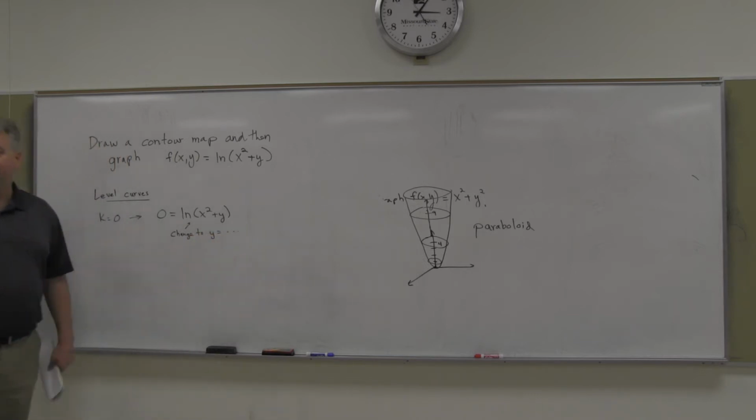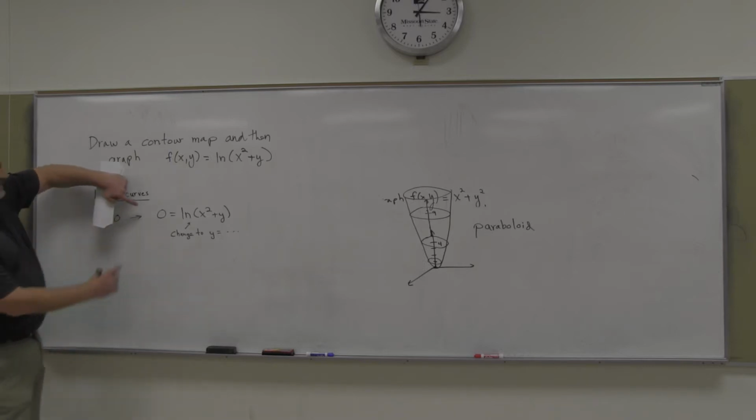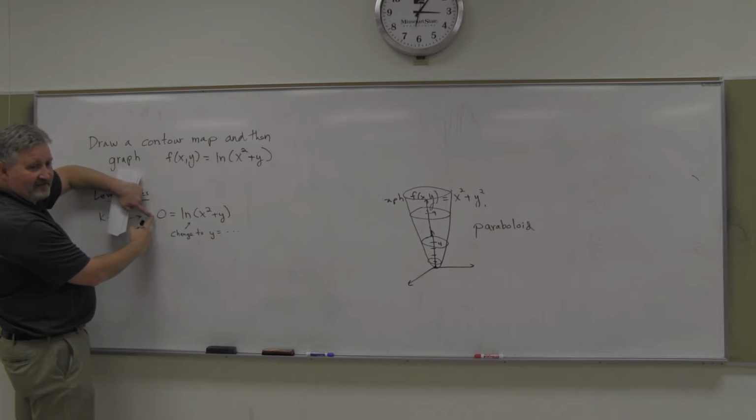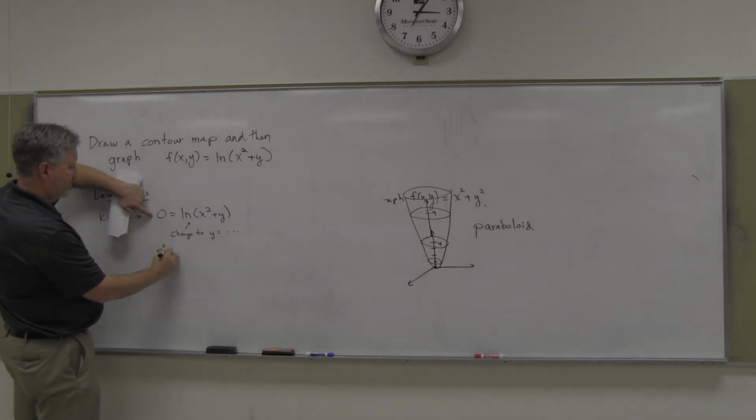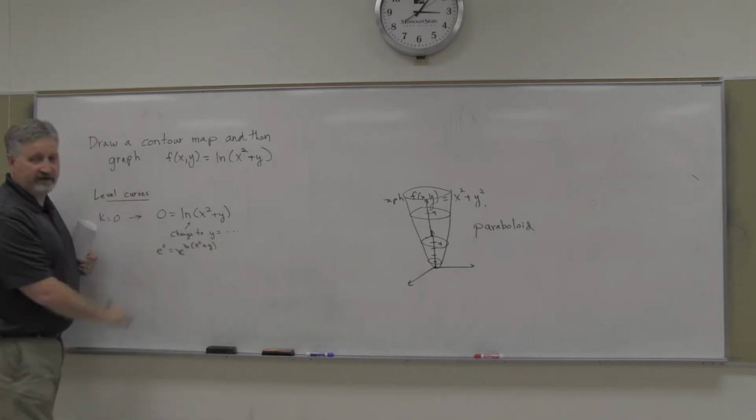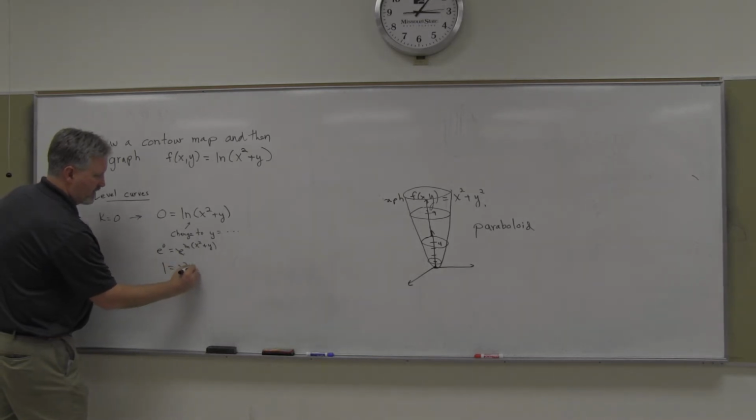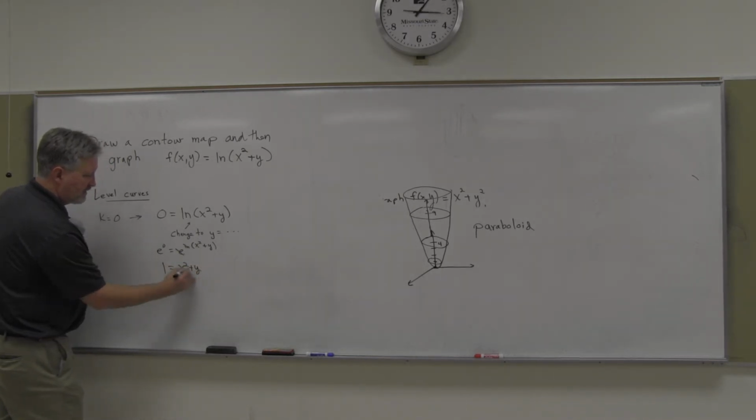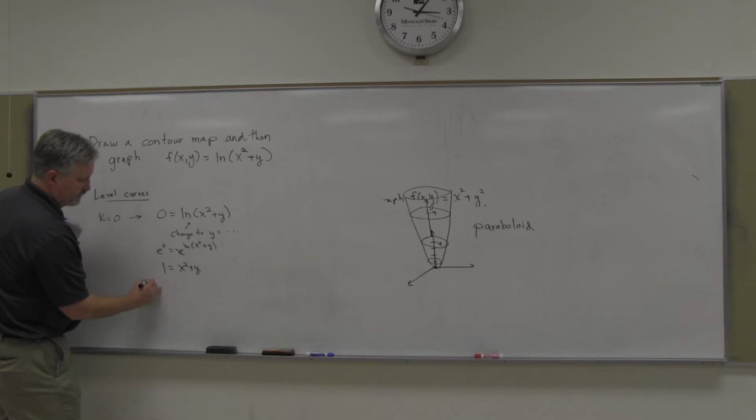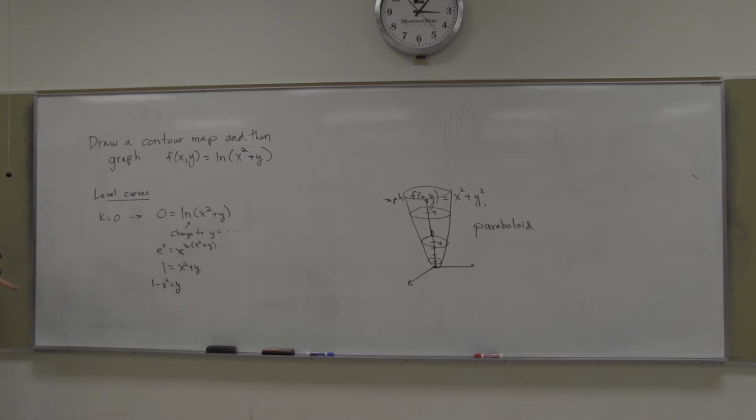You know what I'm saying? Solve that for y. How would I solve that for y? Exponentiate both sides, e both sides, because what happens? The e and the ln cancel one another out, so we wind up with 1 equals x squared plus y. Solve for y, so that would be 1 minus x squared equals y. That I'm familiar with, right? That's an upside down parabola, shifted 1 unit up.